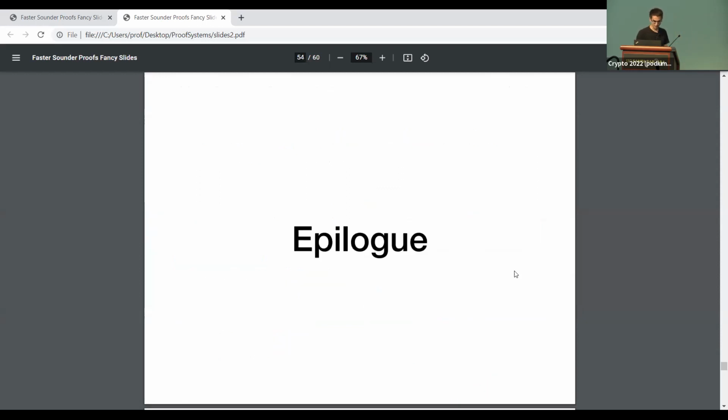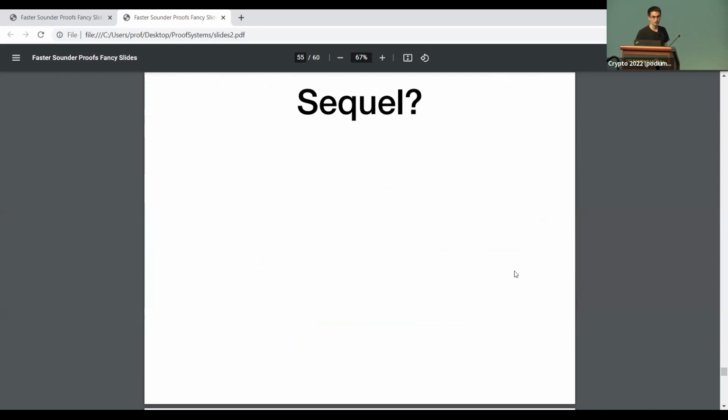All right. Well, I think I'm done with that, and I will propose possible sequels to this work. So one is, as I mentioned earlier in the talk, to just improve the prover size further. This is sort of the best that we can imagine now.